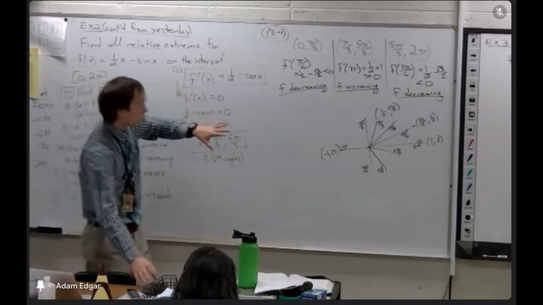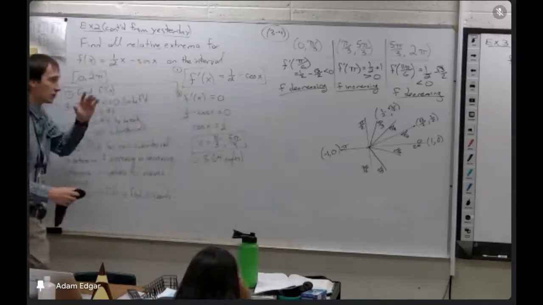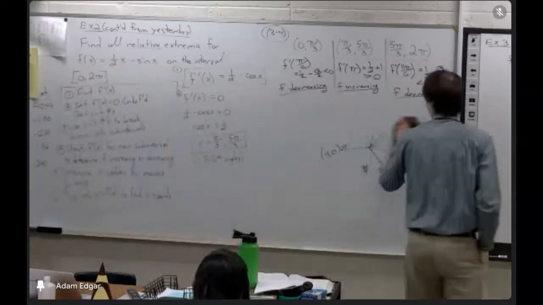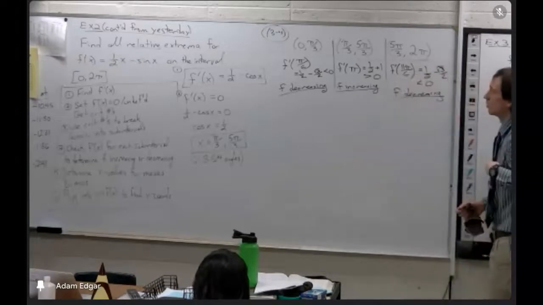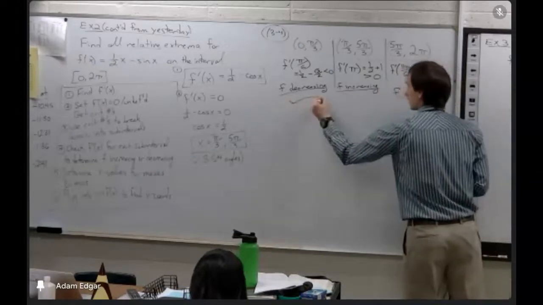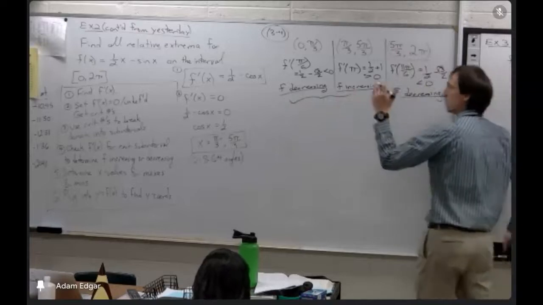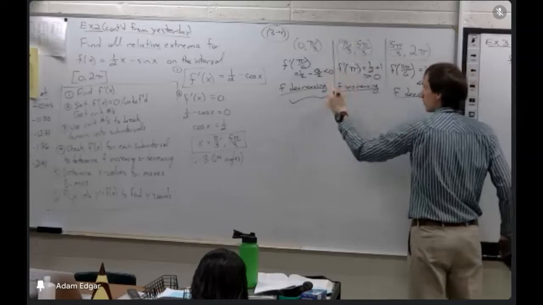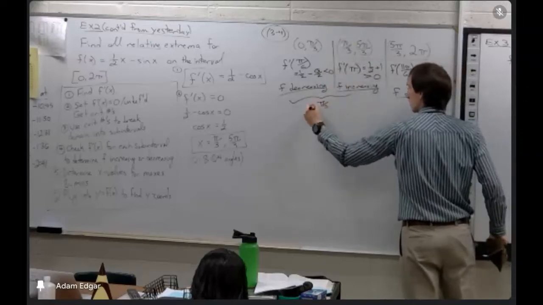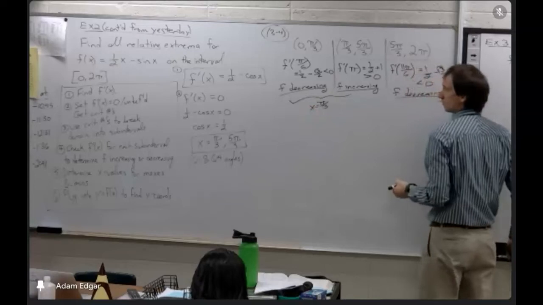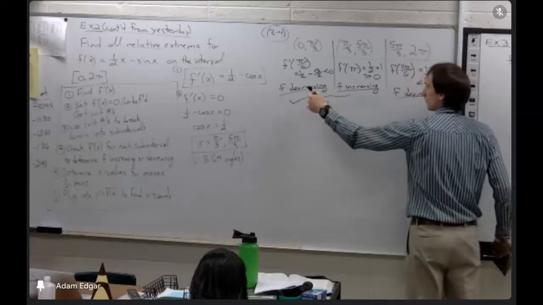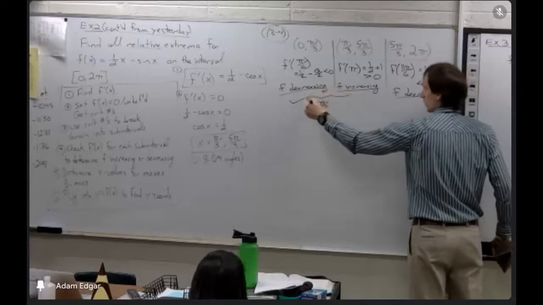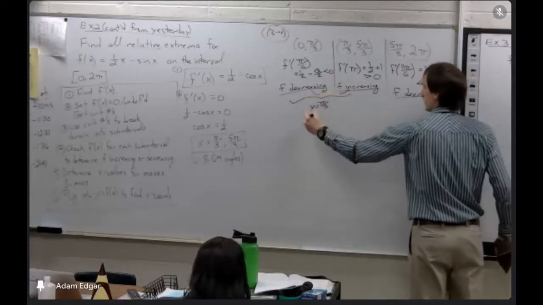So now, in this problem, we don't want to just get the increasing and decreasing intervals. We also want to find the maxima and minimum. So we extend this little table and draw some conclusions. Since our function is decreasing and then increasing, right at this point, pi over 3, do we have a max or a min? So the curve is decreasing and then increasing. So a minimum, because you're going down and then you're going up. So that's going to be a minimum.